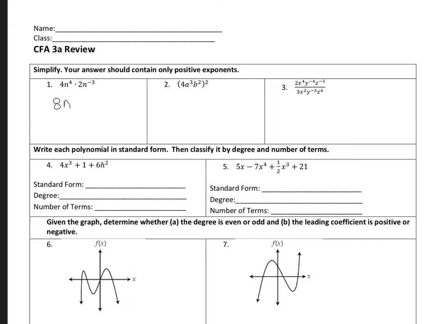With number 2, we have 4a cubed b squared, all squared. So this squared just gets distributed to each of those. So we have 4 squared, a cubed squared, and then b squared squared. So 4 squared is 16. A to the 3rd squared, you multiply those exponents, so you get a to the 6th. B squared squared, you multiply those exponents, so you get b to the 4th.